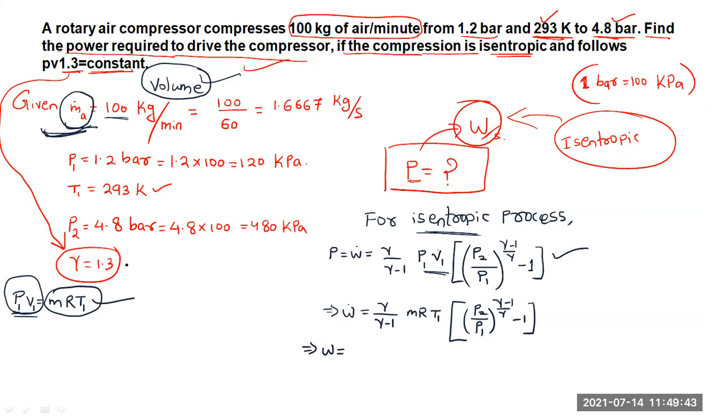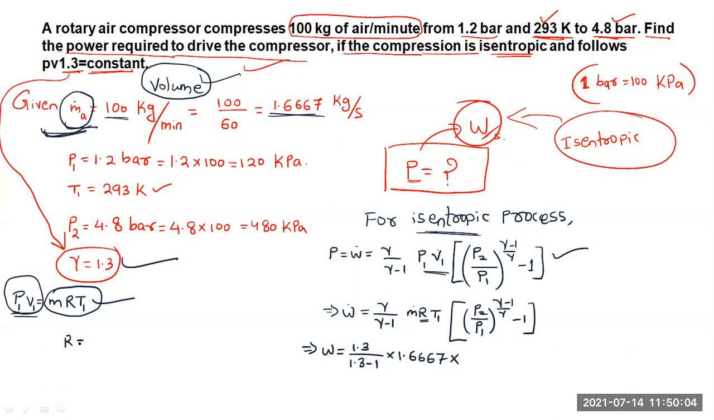What is gamma? Gamma is 1.3. So gamma by gamma minus 1 is 1.3 divided by 1.3 minus 1, into the mass flow rate, which is 1.667.